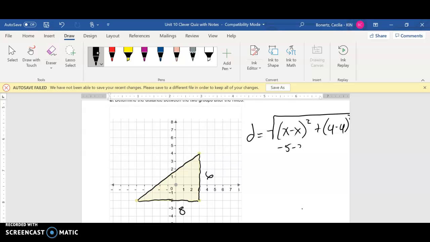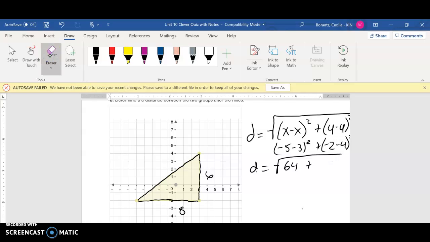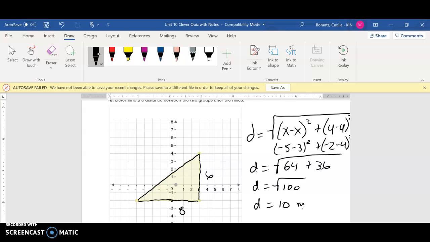So it doesn't matter what order I do that in. I'm going to get -8 and then I square it. So -8 squared is 64. And then I'm going from -2 to +4. So again, it doesn't matter what order I put these in. I'm finding the distance between them. So that's going to be 6 squared, which is 36. So again, I put this all under a square root symbol. So I've got d equals the square root of 100, and the distance is 10 miles.